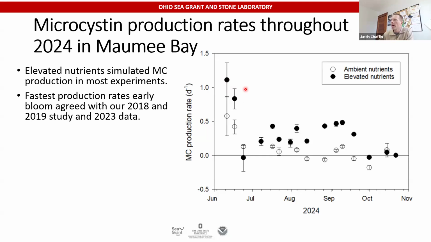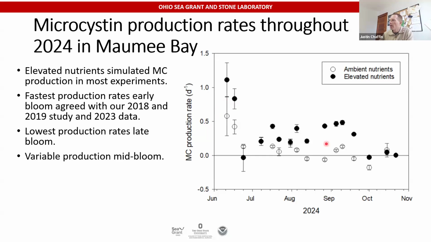Last year, we found that the highest production rates occurred during the early bloom phases, which aligned with our 2018 and 2019 data. We found the lowest production late in the bloom, again, which matched our previous data. And mid-bloom, there was variable production. What we are really diving into now is trying to understand why some of these dates had higher production, whereas some of them had lower production.